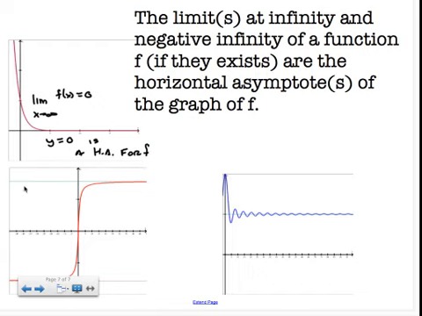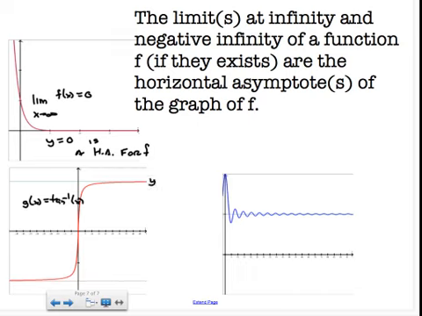This function here, we'll call it g, and this is actually the function arctangent x. You may recognize it from last year. It actually has 2 horizontal asymptotes. The first one is y equals pi over 2. That's the one that occurs at positive infinity, and the one that occurs at negative infinity is y equals negative pi over 2. Those would be determined by taking limits.